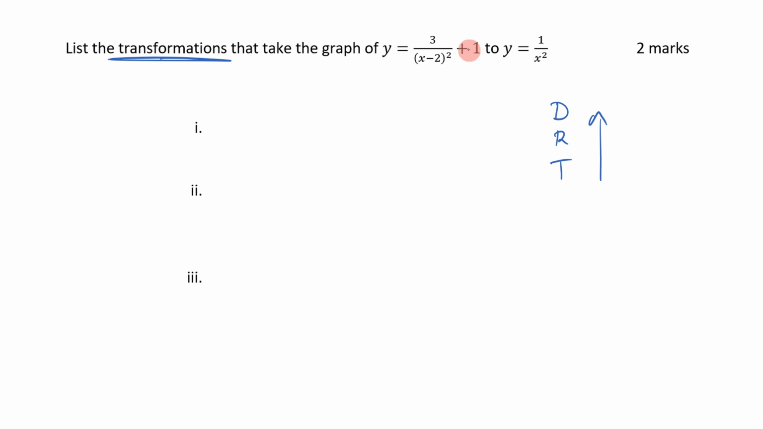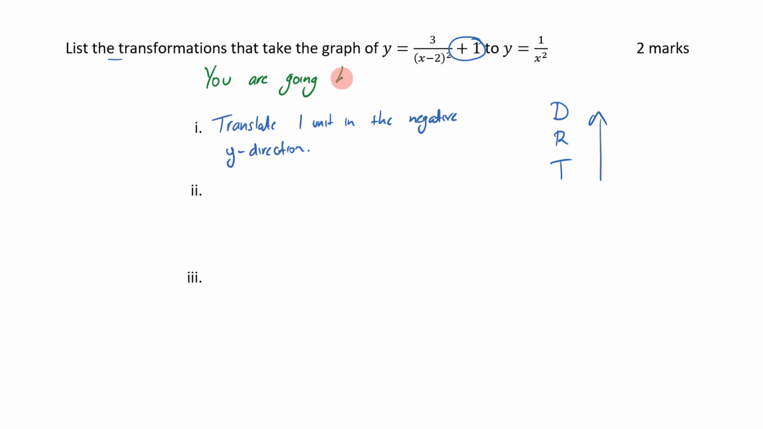So here, if I have this right here, this is +1. That means it's moved vertically up 1. But if I take it to here, that means I'm going to have to translate 1 unit in the negative y direction. So it's really important here, and people will mess this question up if they don't appreciate that you are going backwards. So when I see this +1, I realize I have to take it to this, so that means I'm moving it 1 down.